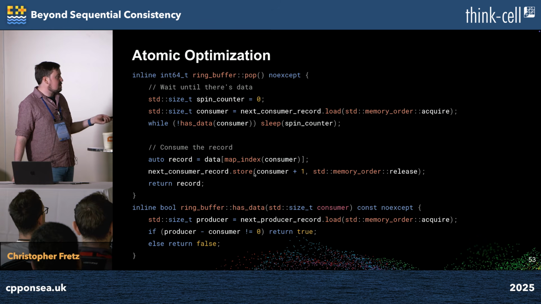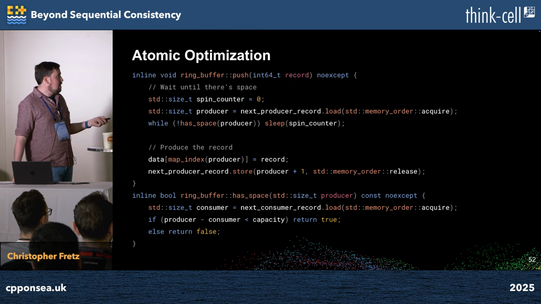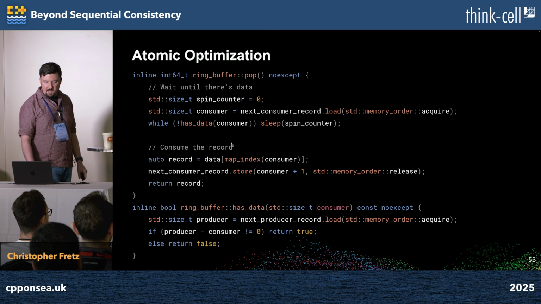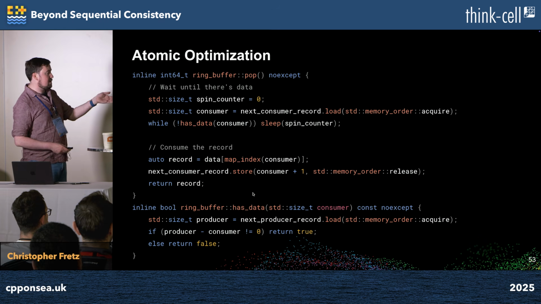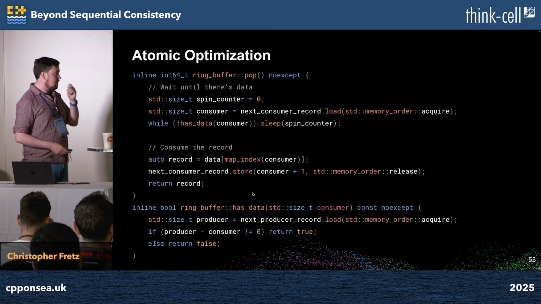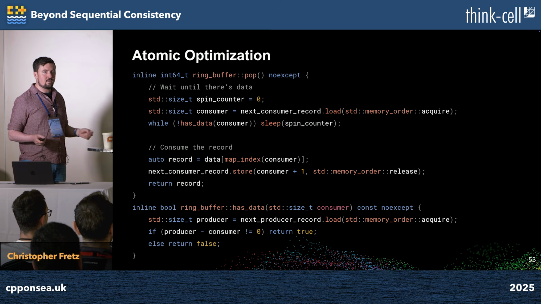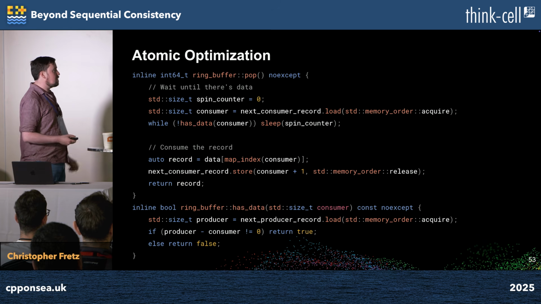If we look at consume, it's again almost exactly the same. It's just the opposite. So has data now does a load acquire on the producer record and subtracts the two to find out if they're 0 or not. And again, the actual store into the consumer record here is done with the memory order release. So the plus plus is really nice in terms of pretty code, this doesn't look as nice. But this is a lot more explicit about what we actually need out of the implementation here.